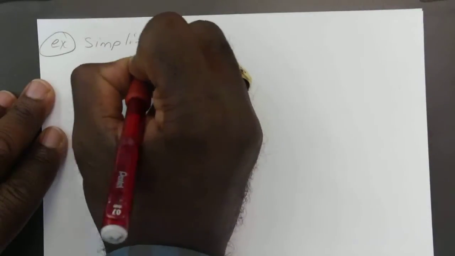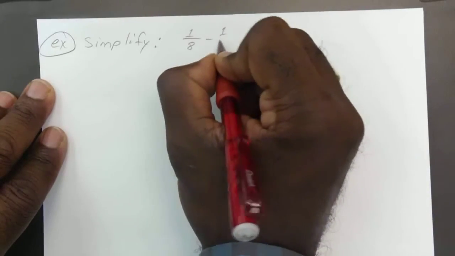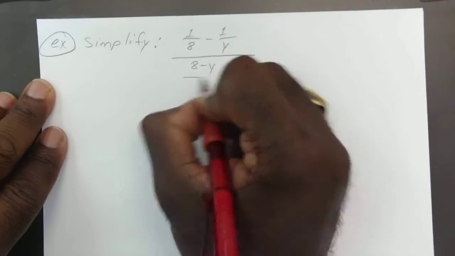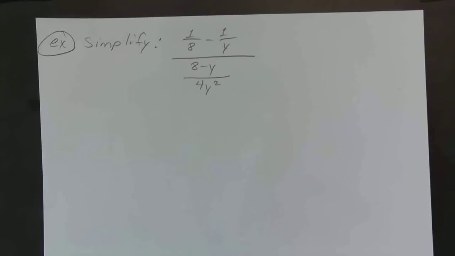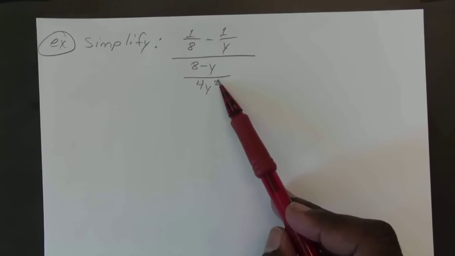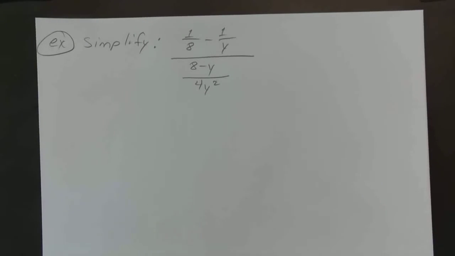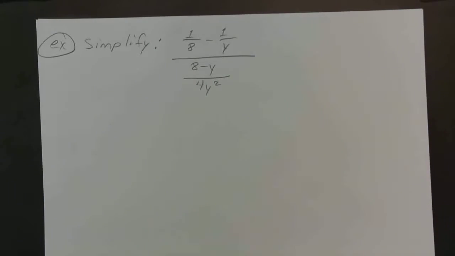Let's say, for example, we wanted to simplify 1 over 8 minus 1 over y divided by 8 minus y over 4y squared. Notice with this one, you have a single fraction in your denominator, but two fractions in your numerator that you have to subtract. So you really only have to do step 1 for the numerator. I'll give you a few minutes to try this one on your own.